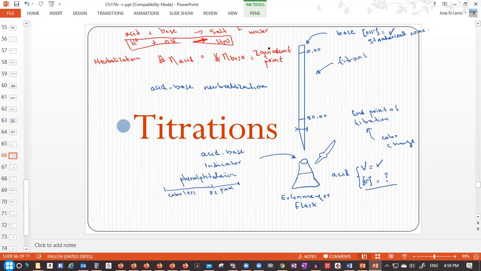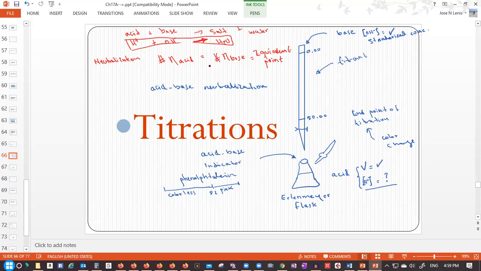So during this technique, we want to be very precise to reach this point. But this is happening at molecular level. We cannot see if the acid has been stoichiometrically neutralized by the base. We cannot see molecules to say stop. However, that's why we add the indicator.